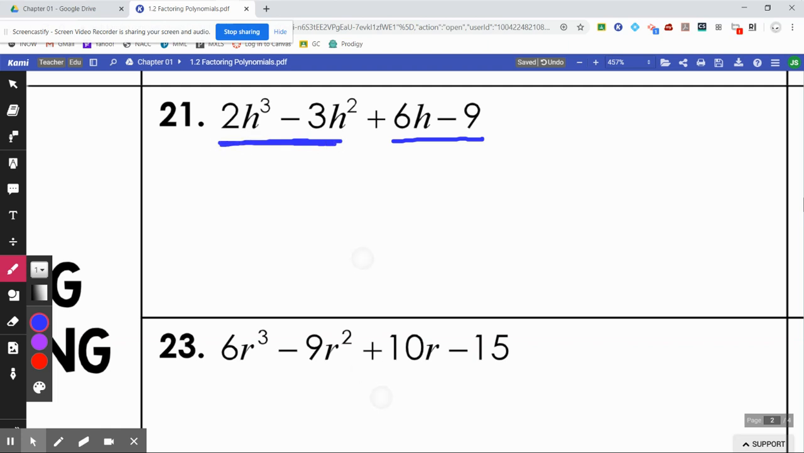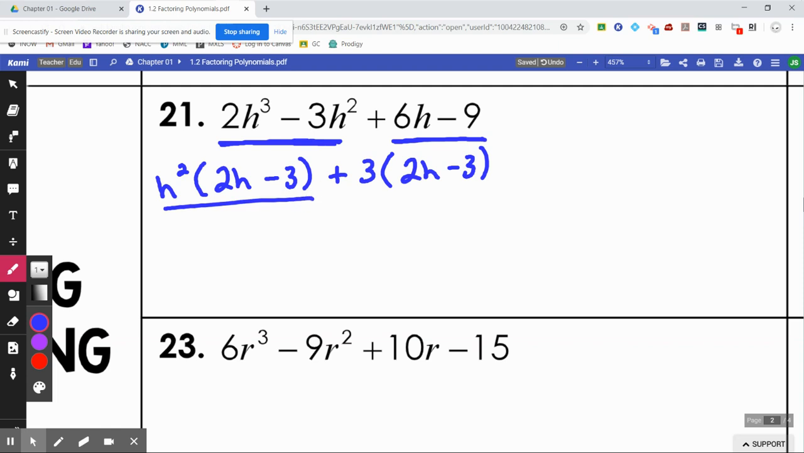What factors out of 2h to the third and h to the second? 2 and 3, nothing. H to the third and h to the second, take the smallest power, which is h to the second. Factor it out of your first group, gives you a 2h and a minus 3. Ask yourself the same thing here. The only thing that factors out is a positive 3. When you factor it out, you're left with a 2h and a minus 3.